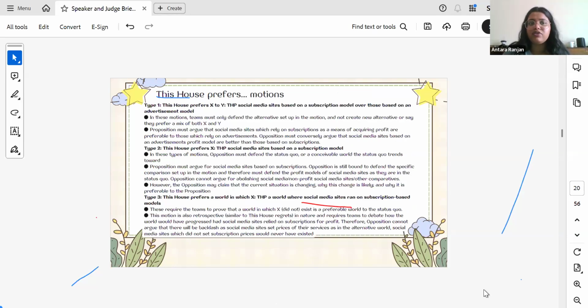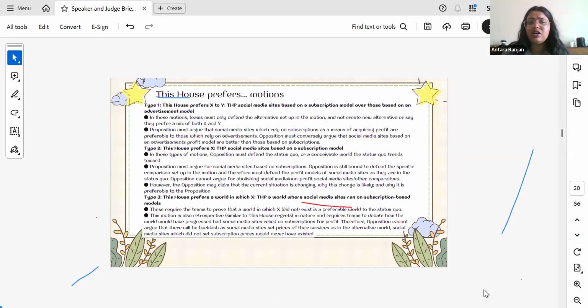Then you have this house prefers. So this house prefers X to Y. You have to tell us why one thing is better than the other. This house prefers only X. You have to talk about why X is better than status quo. Other side has to talk about why status quo. Status quo is just the world we live in, right? So why is it that the world we live in is better than X?